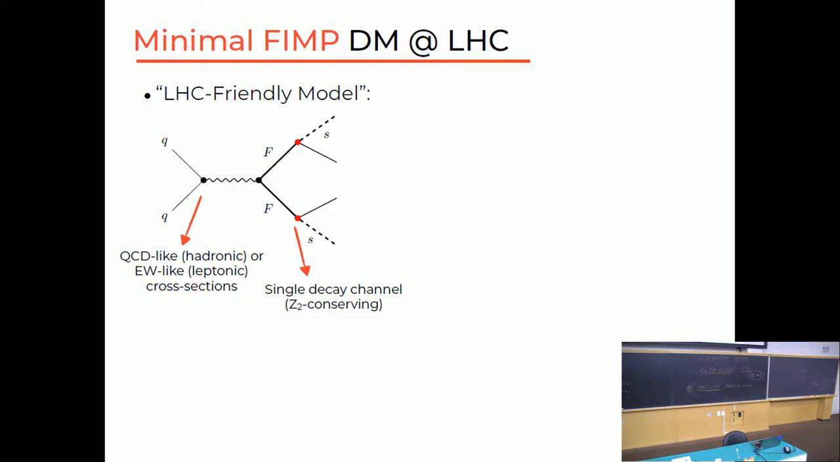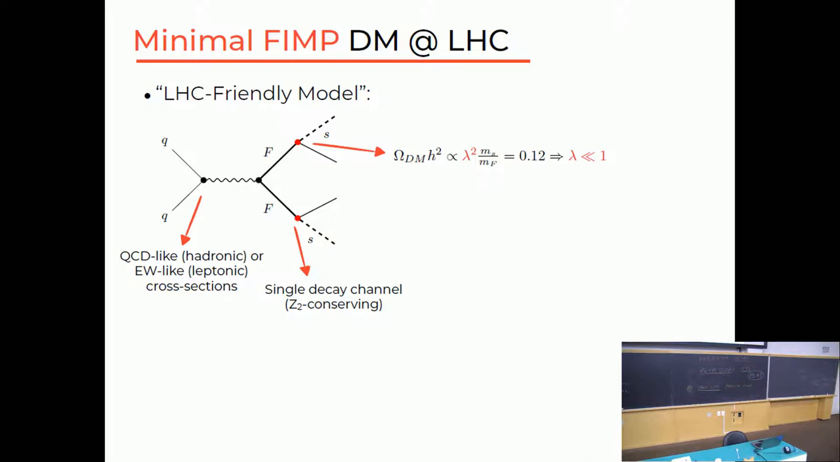There is a single decay channel for this mediator, so it will be heavier than dark matter. So it will decay to dark matter and a lepton in the leptonic case, or dark matter and a quark in the hadronic case. So there is a single decay channel. As I said before, this has 100% branching ratio. And this coupling is what controls the relic density for dark matter. This is the freezing coupling. So the relic density roughly goes as lambda squared, times the mass of dark matter over the mass of the mediator.